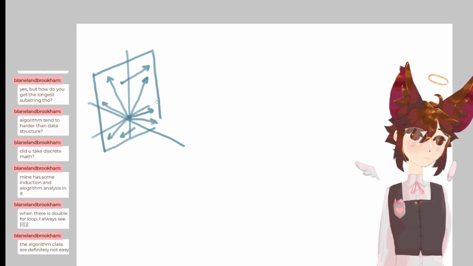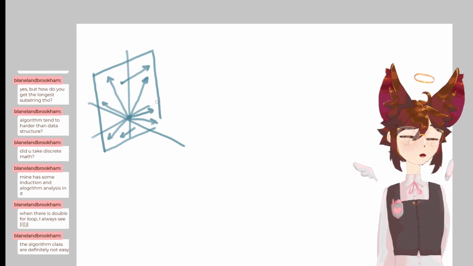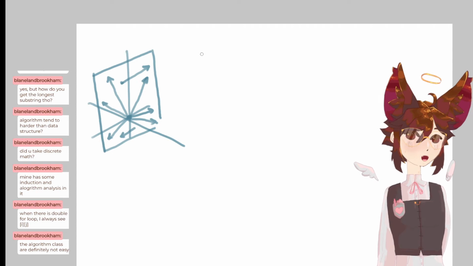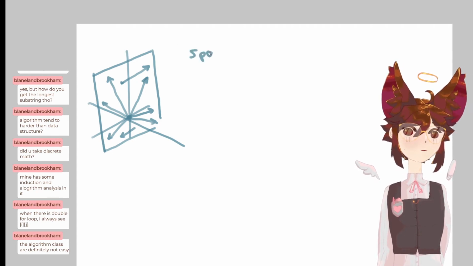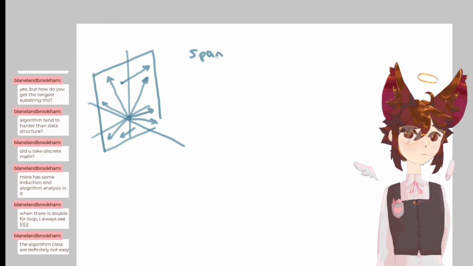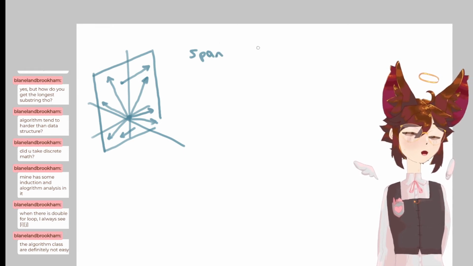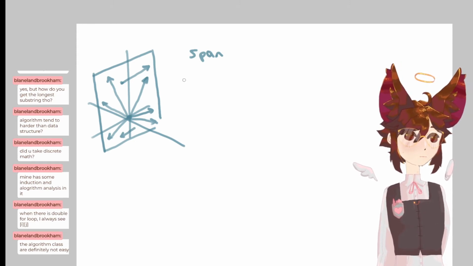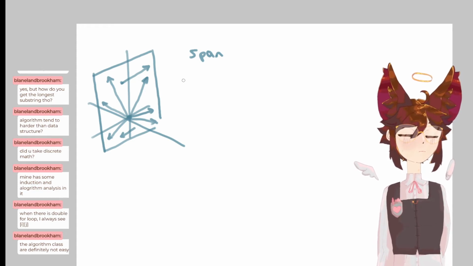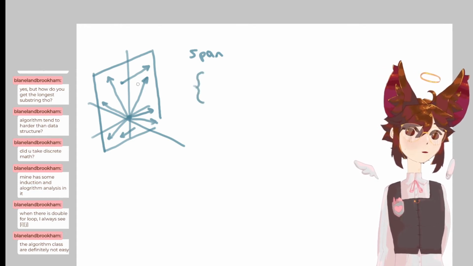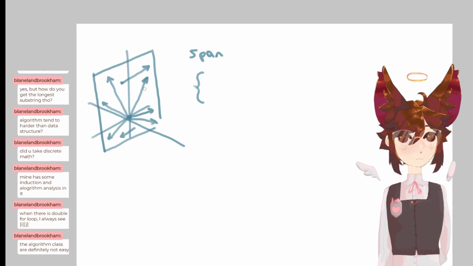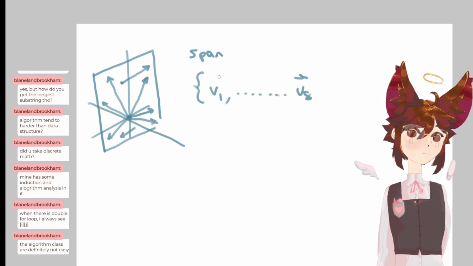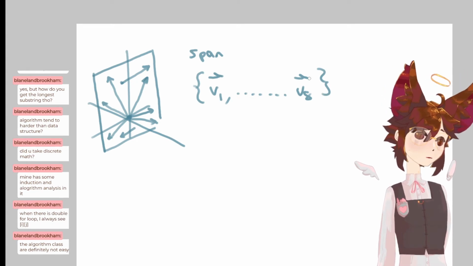So it turns out that there's a special word for vectors that create a space, and that is called the span of the space. Usually it's a spanning set of vectors, and the span is just all the vectors that we've chosen to define this space. So in this case, we have 1, 2, 3, 4, 5, 6, 7, 8 vectors, v1 through v8. That is, in this case, the span of the set that we've chosen.